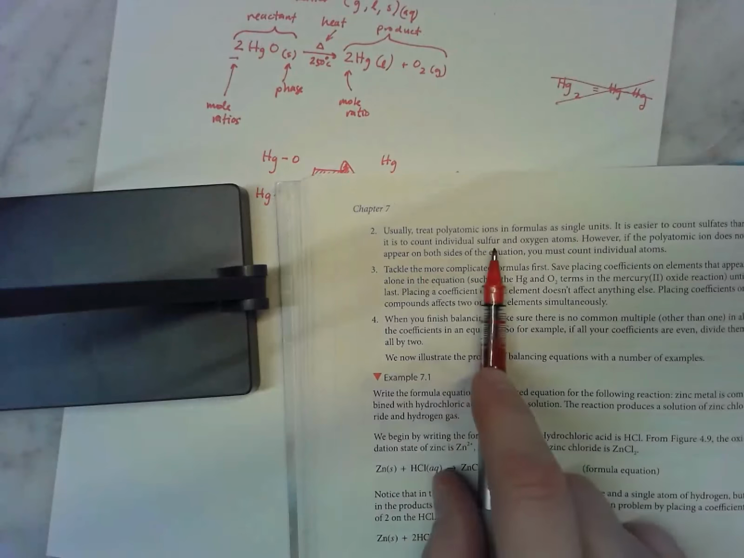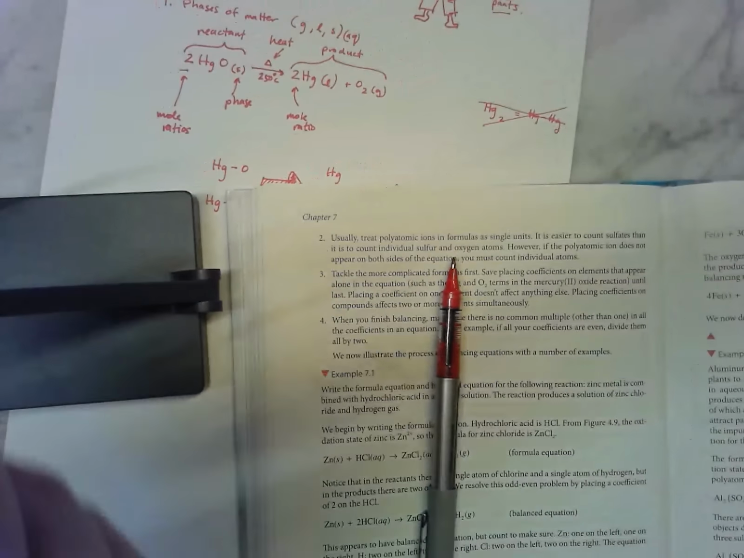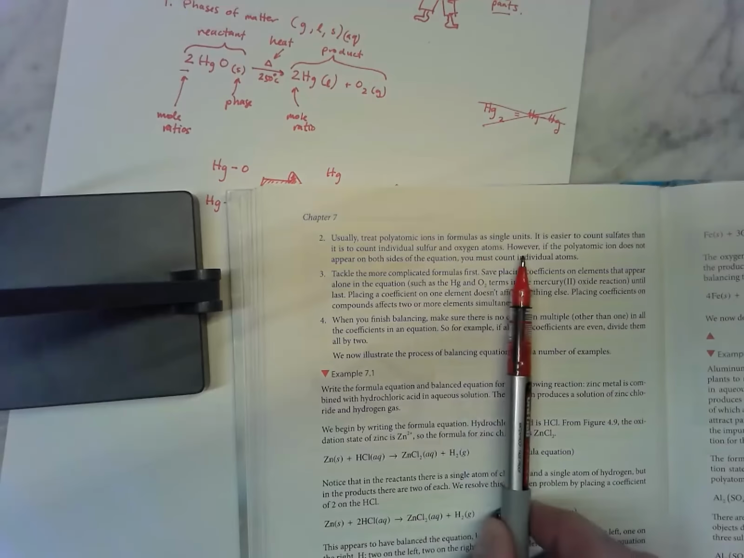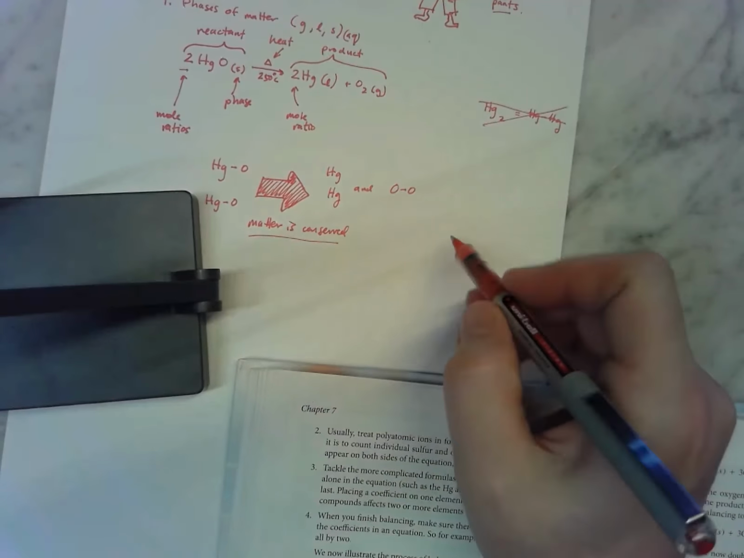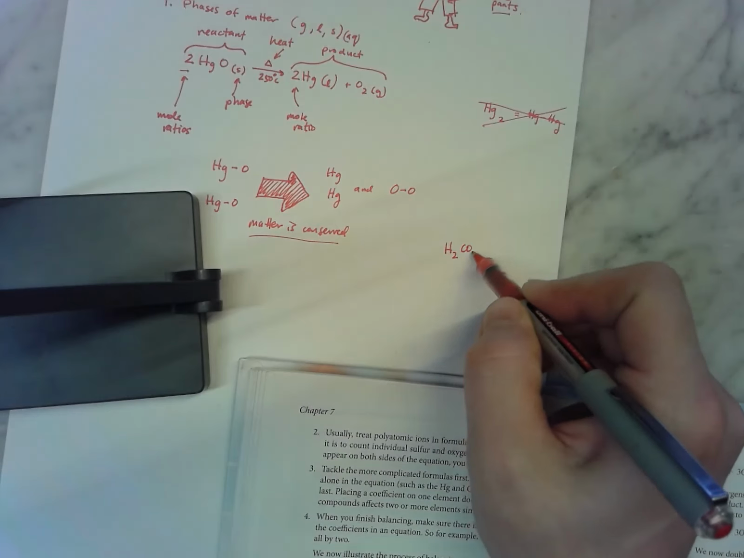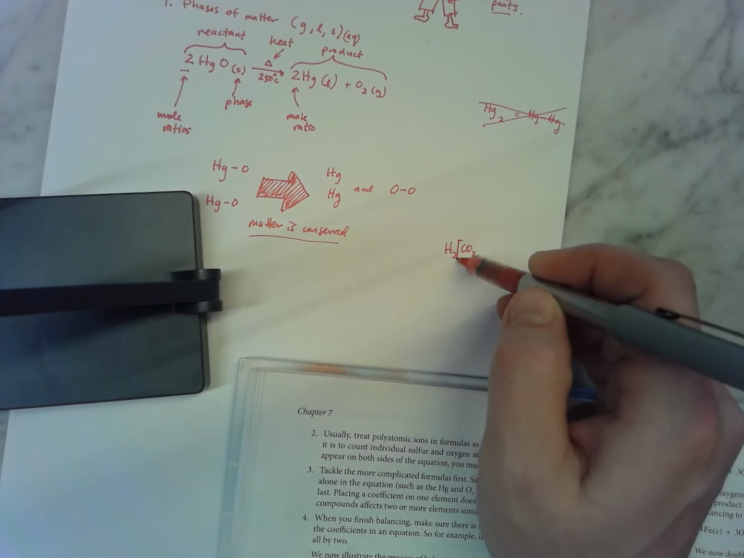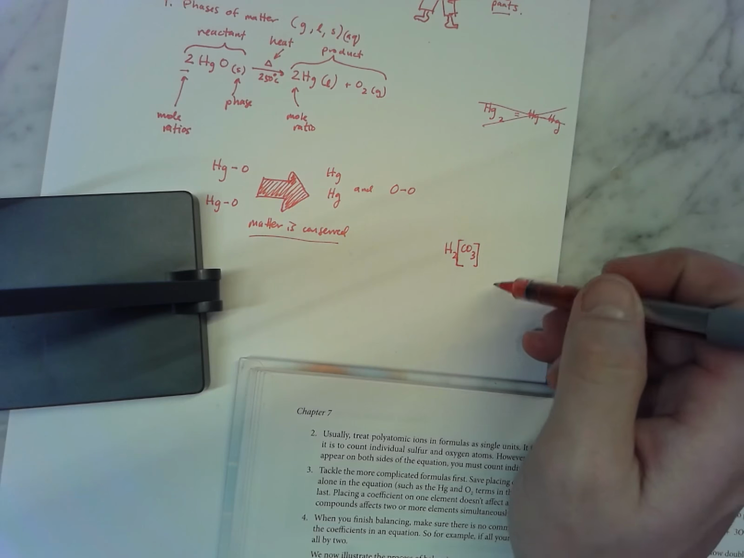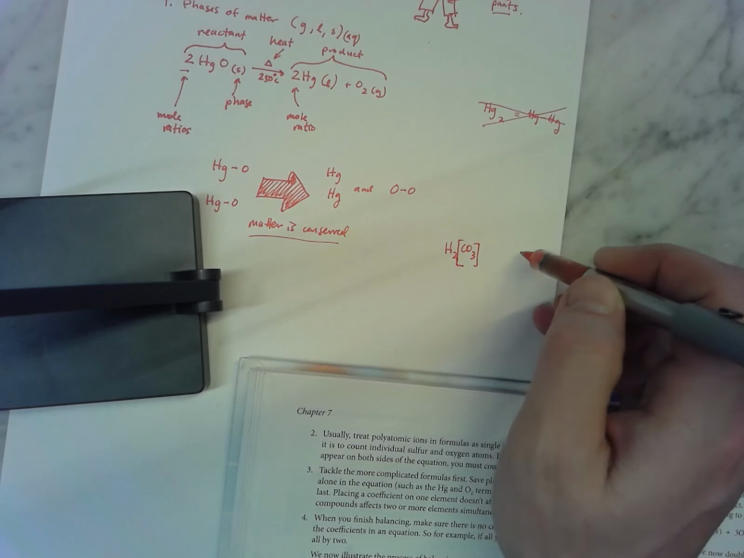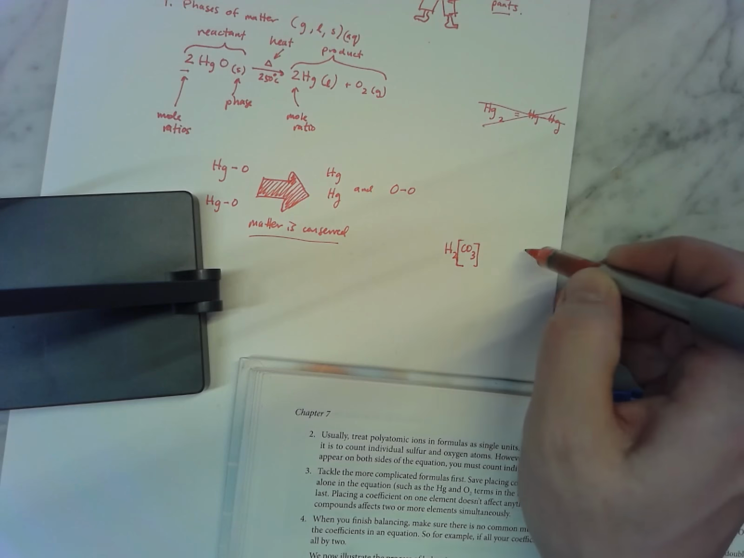Usually treat polyatomic ions in formulas as single units, like a carbonate or something like that. If you've got H2CO3, say, this guy is going to move around as a package. Very often you'll see, let's say it was, that may be a bad one, because often that breaks down to CO2.